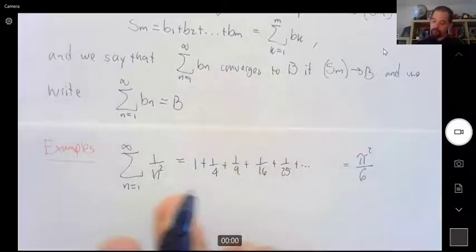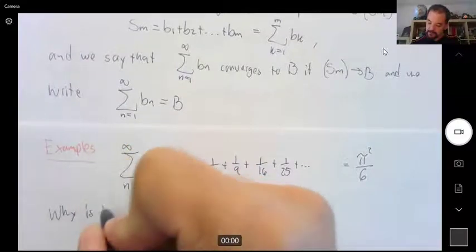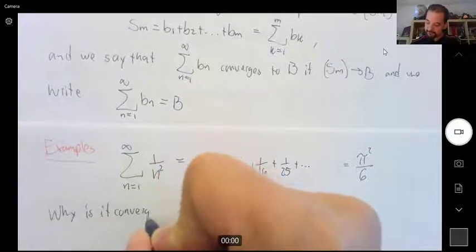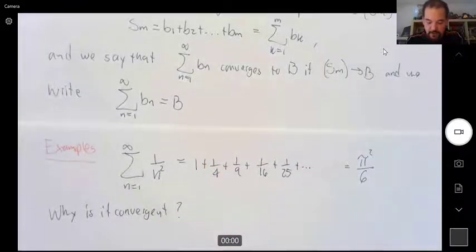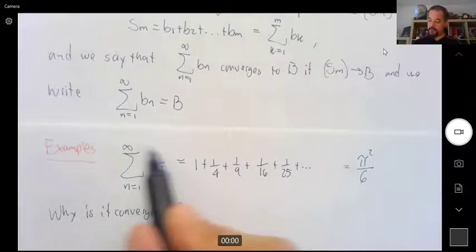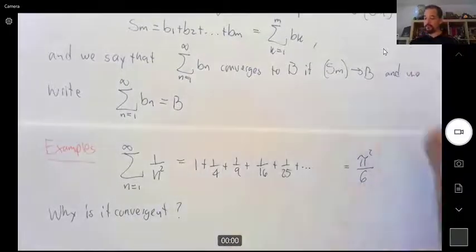But that's not what is important right now. What we want to know is, why is it convergent? That's really our question. And the way we're going to figure it out is, we're going to use the previous theorem we learned, that if we have a sequence that is monotone and bounded, then it's convergent, right? So to show this is convergent, we should show that the sequence of partial sums is convergent.